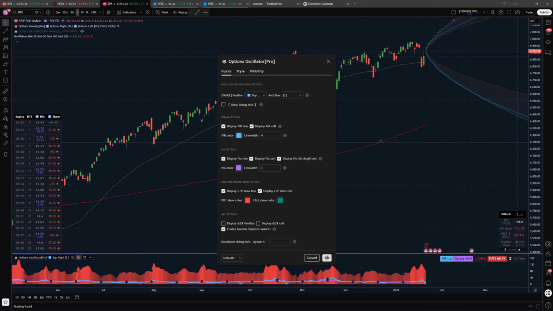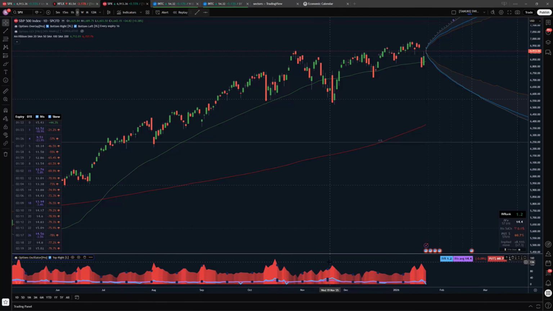But I think the pricing skew can be very good information about how the market is positioned and what the sentiment is around different levels and different ranges of the price of the underlying.